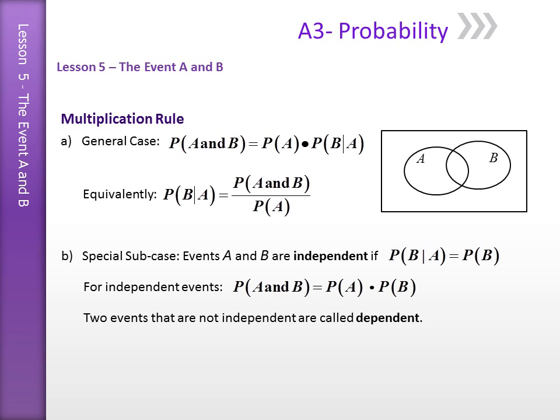For the second part, a special subcase where events A and B are independent. The probability of B, given that A has already occurred, would be the same as just the probability of B. And for independent events, the probability of A and B is just equal to the probability of A times the probability of B. Two events that are not independent are called dependent.